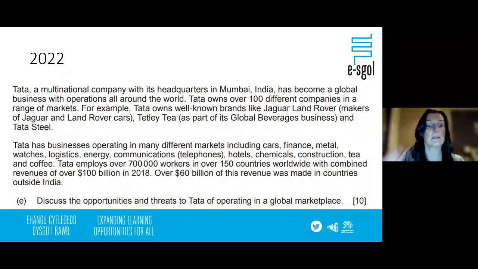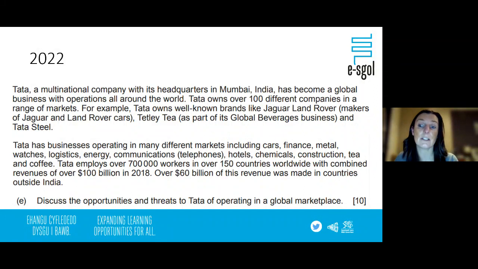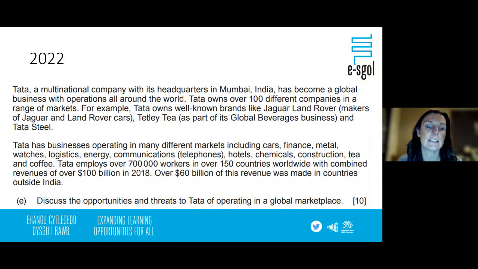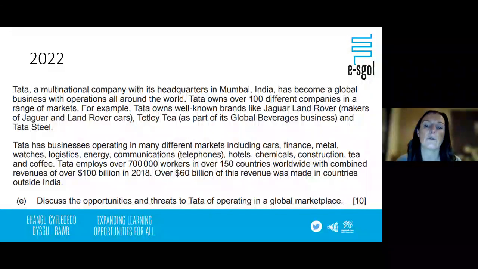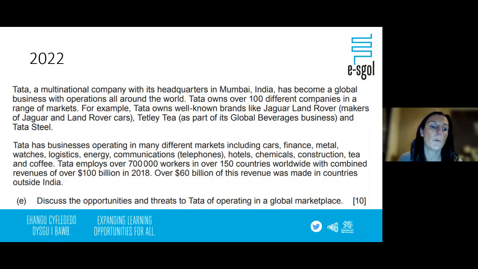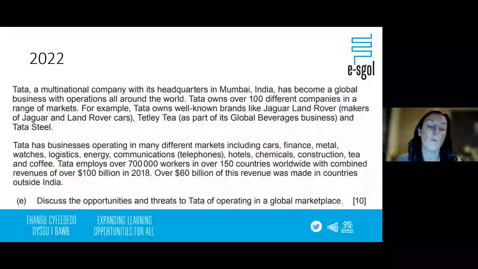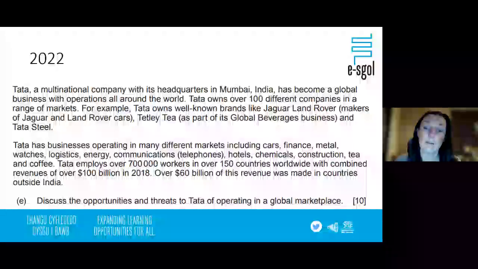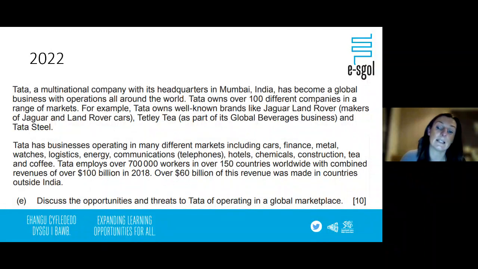Now, Tata has a business operating in many different markets, including cars, finance, metal, watches, logistics, energy, communications, telephones, hotels, chemicals, construction, tea and coffee. And Tata employs over 700,000 workers in over 150 countries worldwide, with a combined revenue of over 100 billion in 2018. Over 60 billion of this revenue was made in countries outside of India. They discuss the opportunities and threats of Tata operating in the global marketplace.